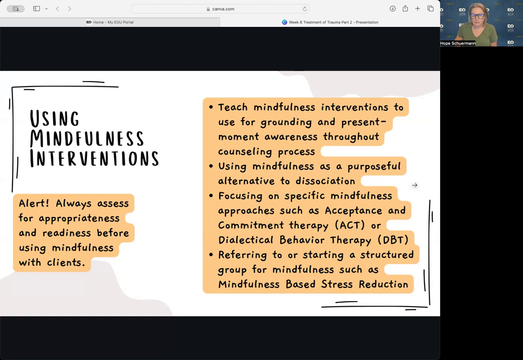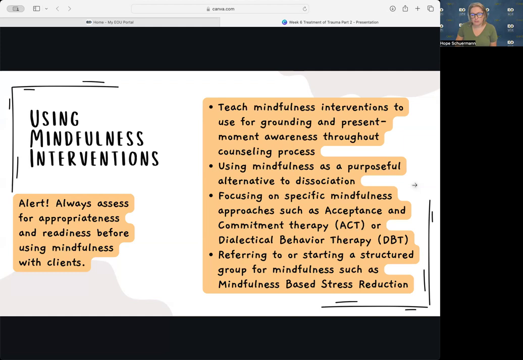As I put in one of my points here, mindfulness is almost a purposeful alternative to dissociation. So we know that dissociation often happens without the person meaning for it to. It's like a coping mechanism that the brain just takes over and says, we are not safe, so we are getting out of here. And your body stays in the moment, but your brain does not.